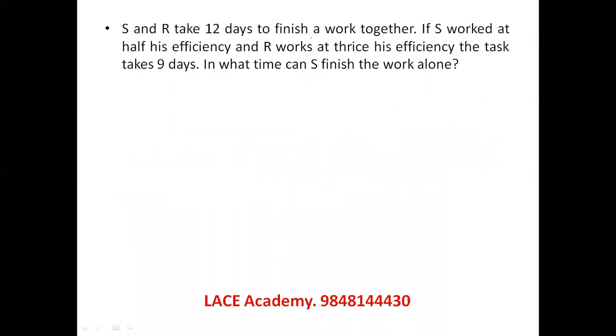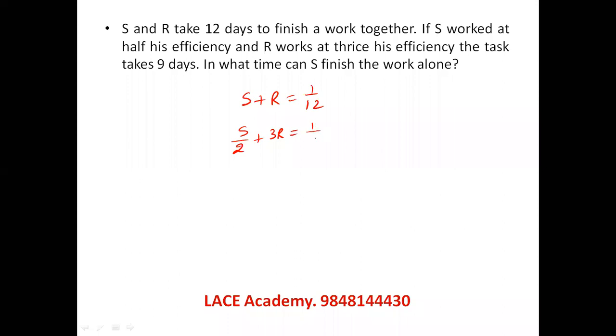S and R take 12 days to finish a work. If S worked at half efficiency, R works at thrice his efficiency. Oh, this is straightforward. My S plus R has 1 by 12 efficiency. S worked with half efficiency, R worked with 3 times efficiency, 1 by 9 efficiency. I want to find the S value.